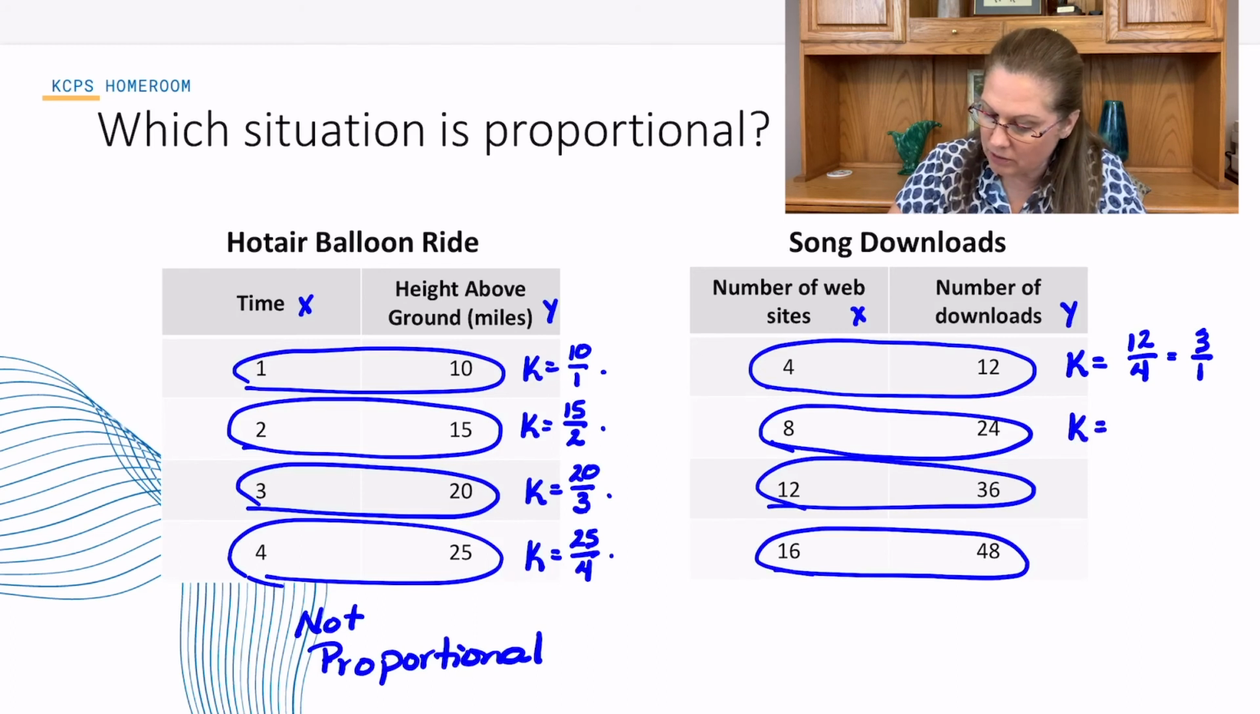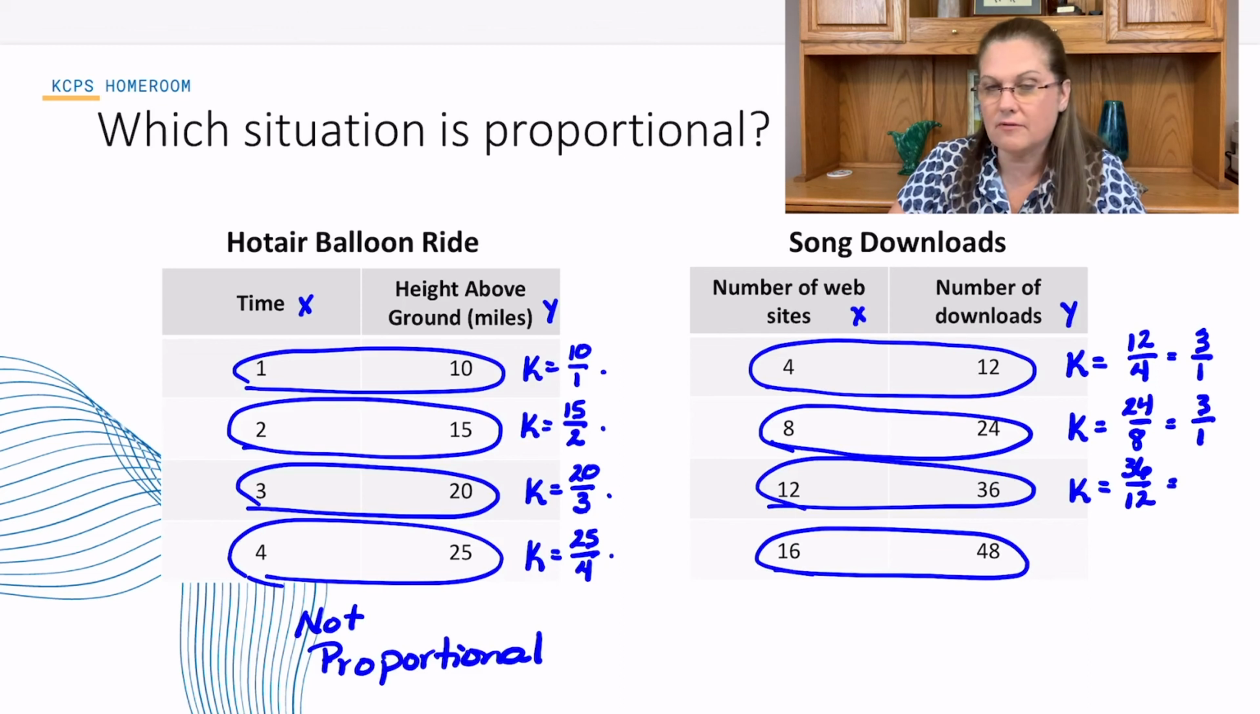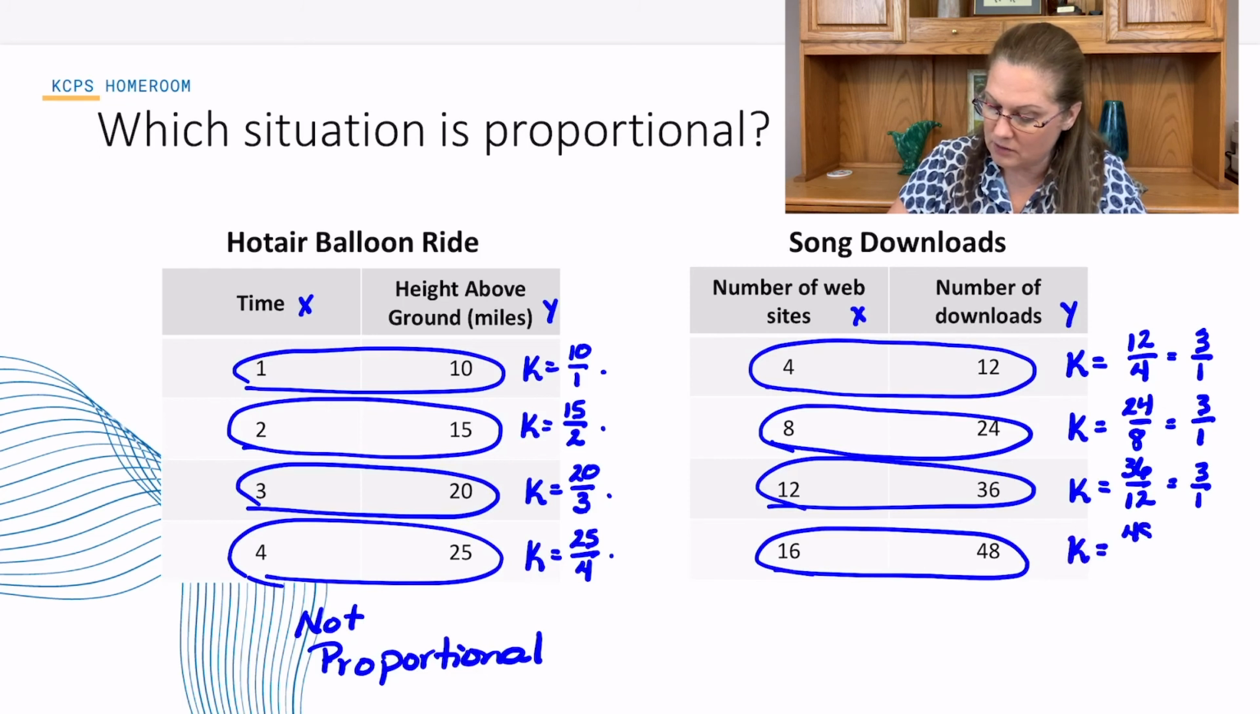Our second ordered pair is 24 eighths. Both 24 and 8 can be divided by 8. And again, that's 3 over 1. 36 twelfths. Both can be divided by 12, so again, that's 3 over 1. And then our final is 48 sixteenths. Both can be divided by 16, so that's 3 over 1.